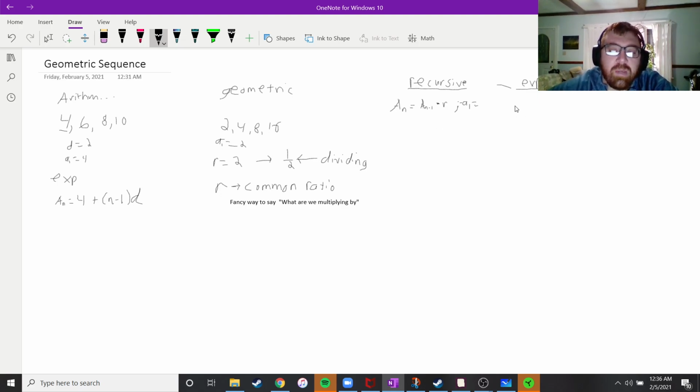Now how about the explicit form? The explicit form is going to be that the value at a certain term is equal to A1, the very first term, times our common ratio to the n minus 1 power. So remember, we need to take this to the power of n minus 1. This is the biggest difference between this and the arithmetic: the explicit formula.